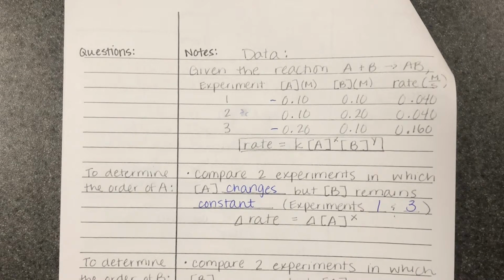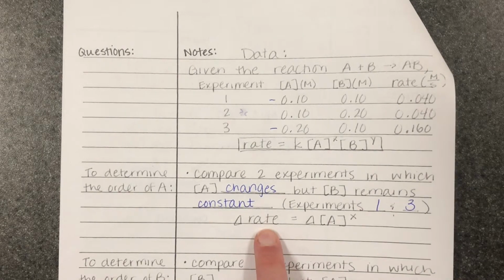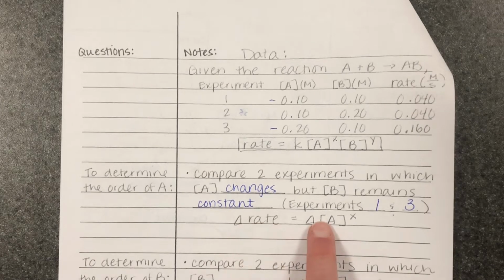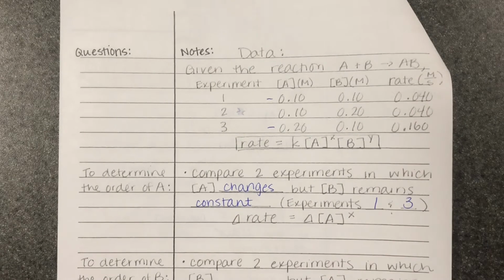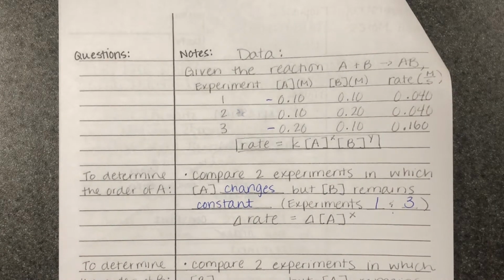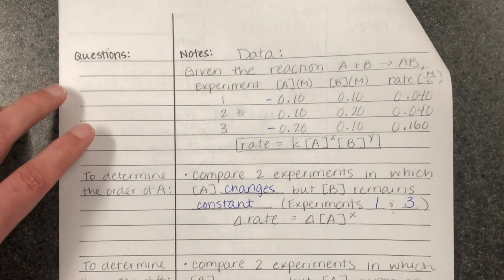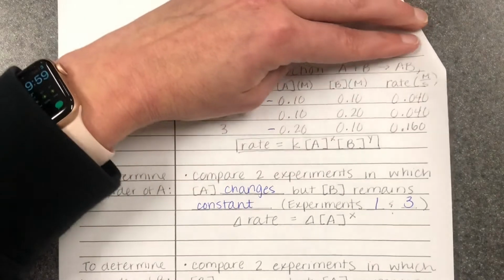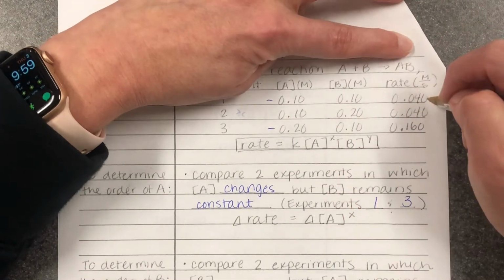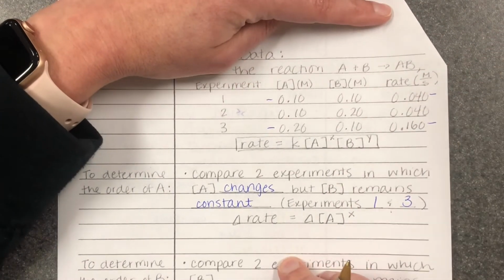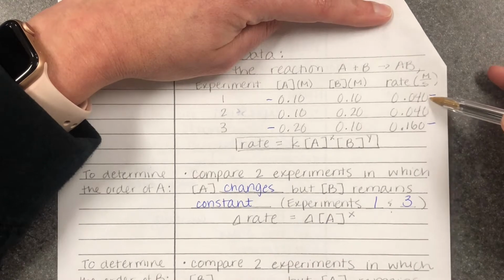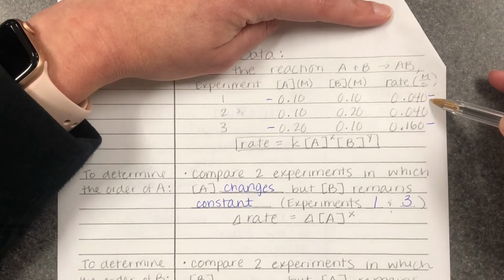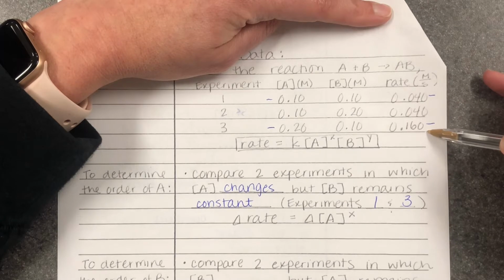So the way that it works is our change in rate is equal to some change in the concentration of A held to a power. Let's think about this for a second. We need to look at the change as a factor. What was the factor of change? If we look at the rate, and again, we're comparing experiments 1 and 3, in experiment 1, the rate was 0.04. In experiment 3, it was 0.16.